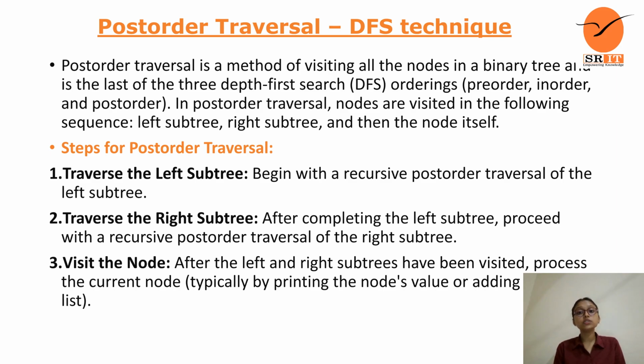So in post-order traversal, nodes are visited in the following sequence. We have the left subtree, right subtree, and then the node itself. So again, we move on to the steps part. So we traverse the left subtree, that is begin with the recursive post-order traversal of the left subtree. Then we traverse the right subtree. After completing the left subtree, we proceed with a recursive post-order traversal of the right subtree. Then we visit the node. After the left and right subtrees have been visited, we process the current node, typically by printing the node's value or adding it to a list.